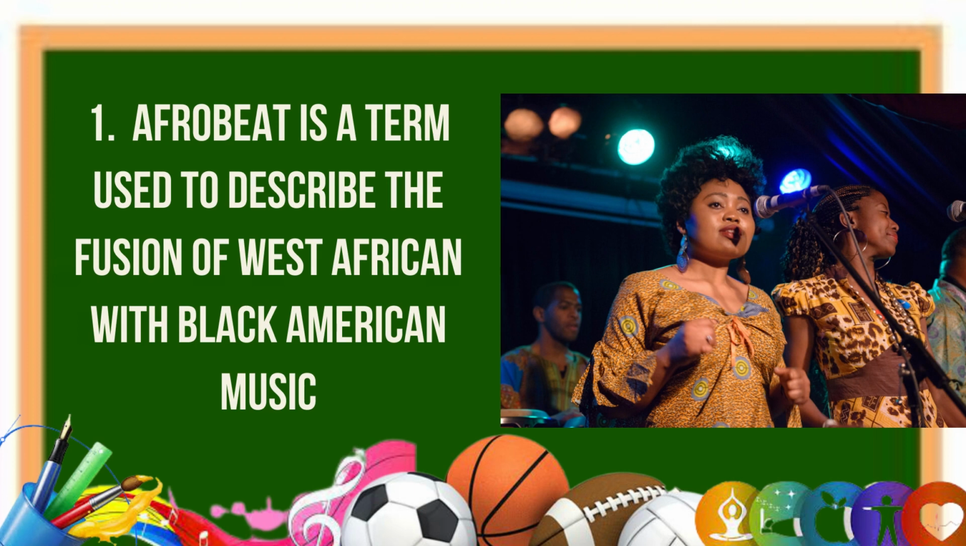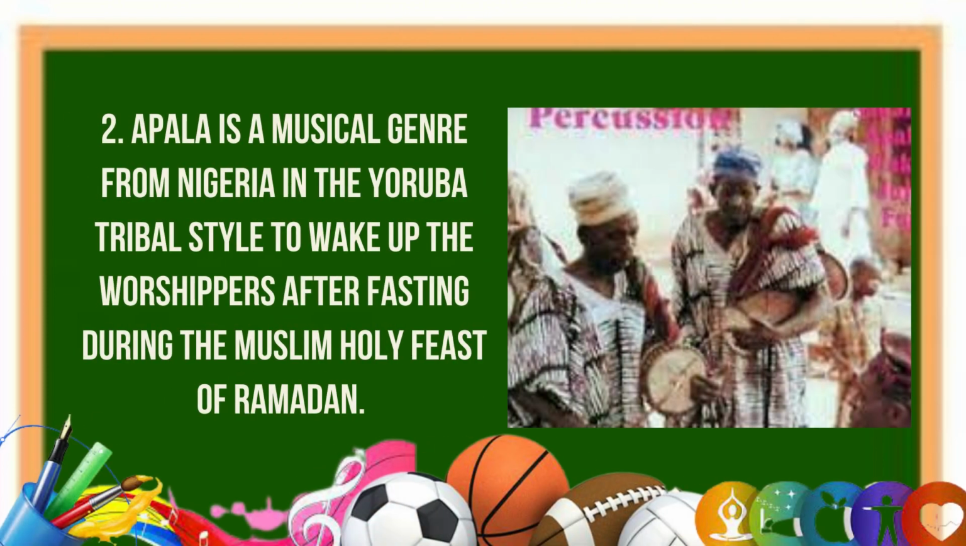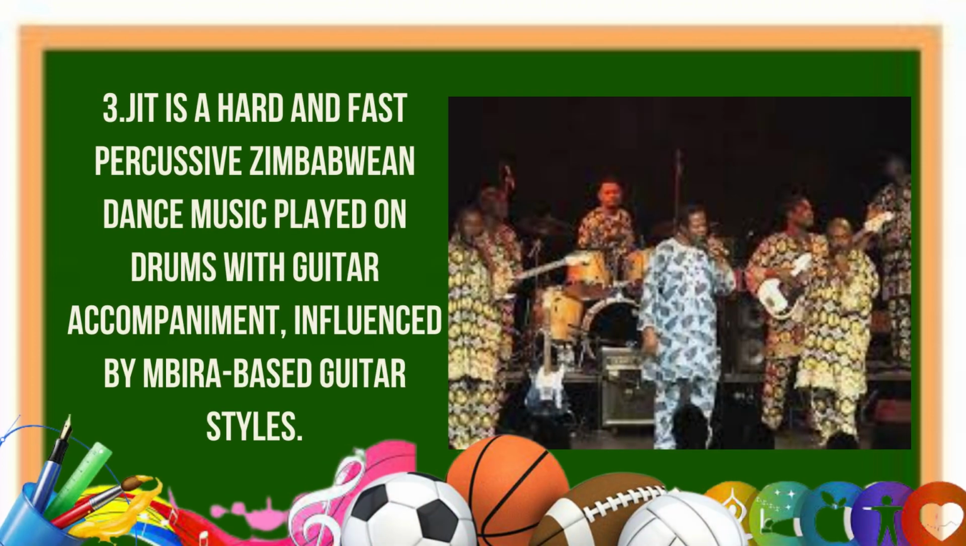Some types of African music. 1. Afrobeat is a term used to describe the fusion of West African with Black American music. 2. Apala is a musical genre from Nigeria in the Yoruba tribal style to wake up the worshippers after fasting during the Muslim holy feast of Ramadan. Percussion instrumentation includes the rattle, sekere, thumb piano, agidigbo, bell, agogo, and 2 or 3 talking drums.